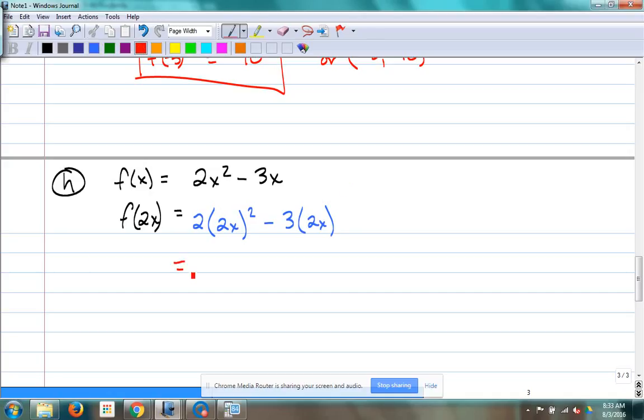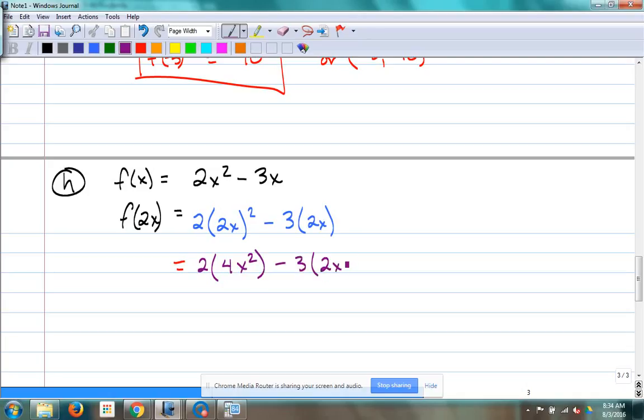Now, we have to look at that and say, okay, I have to follow order of operations. So what has to happen first? Parentheses, and then from there, multiplication, division left to right, and then addition, subtraction. So what happens in this problem first? I would square that 2x, right? Because it's got an exponent. 2x times 2x would be 4x squared.